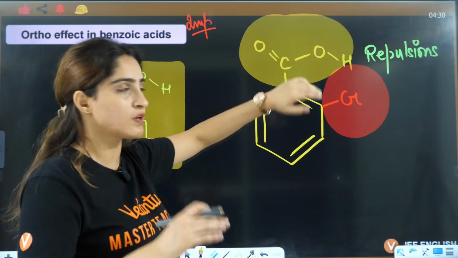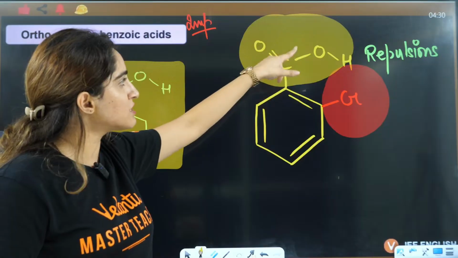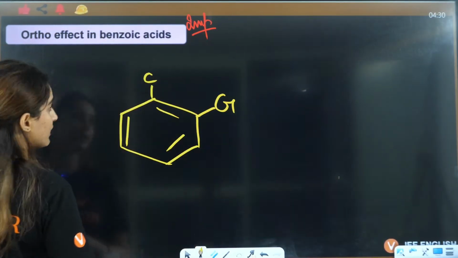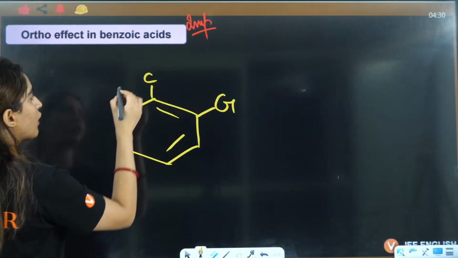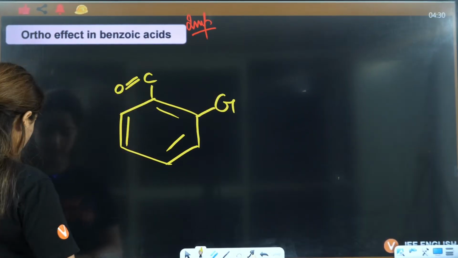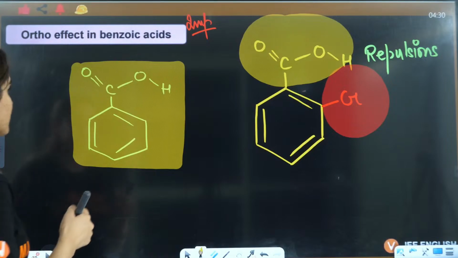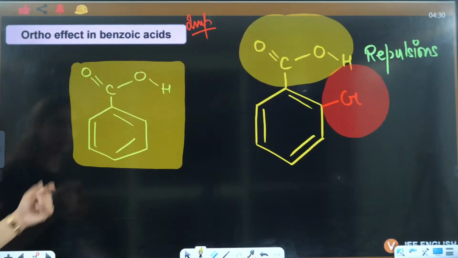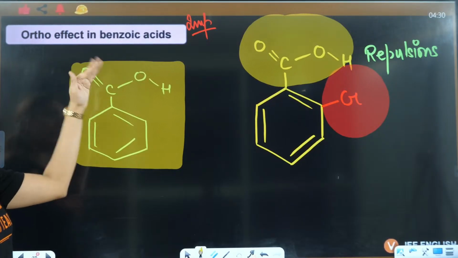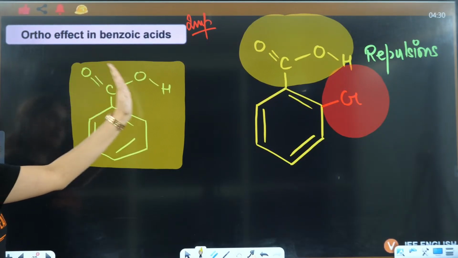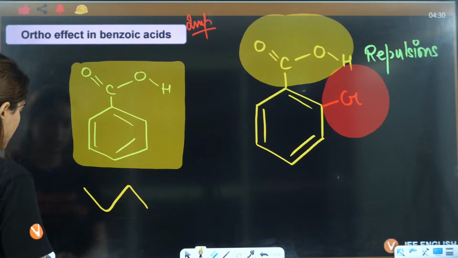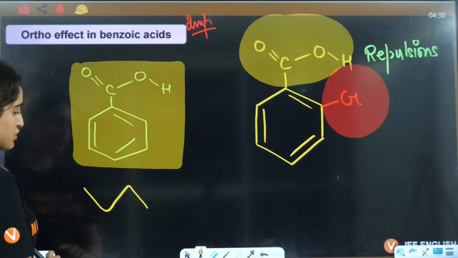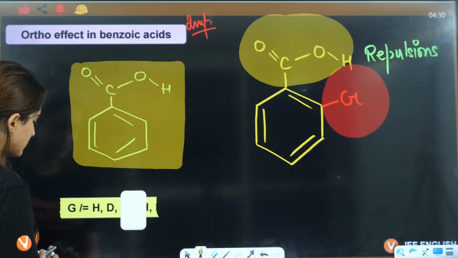Because repulsions will be there, the plane of the COOH will be changed. That means if earlier it was upwards, now it will be downwards, now it will be O then H. If you see, I have changed the plane. This was up, then this. It was like this, now it is like this. So I have changed the plane here.